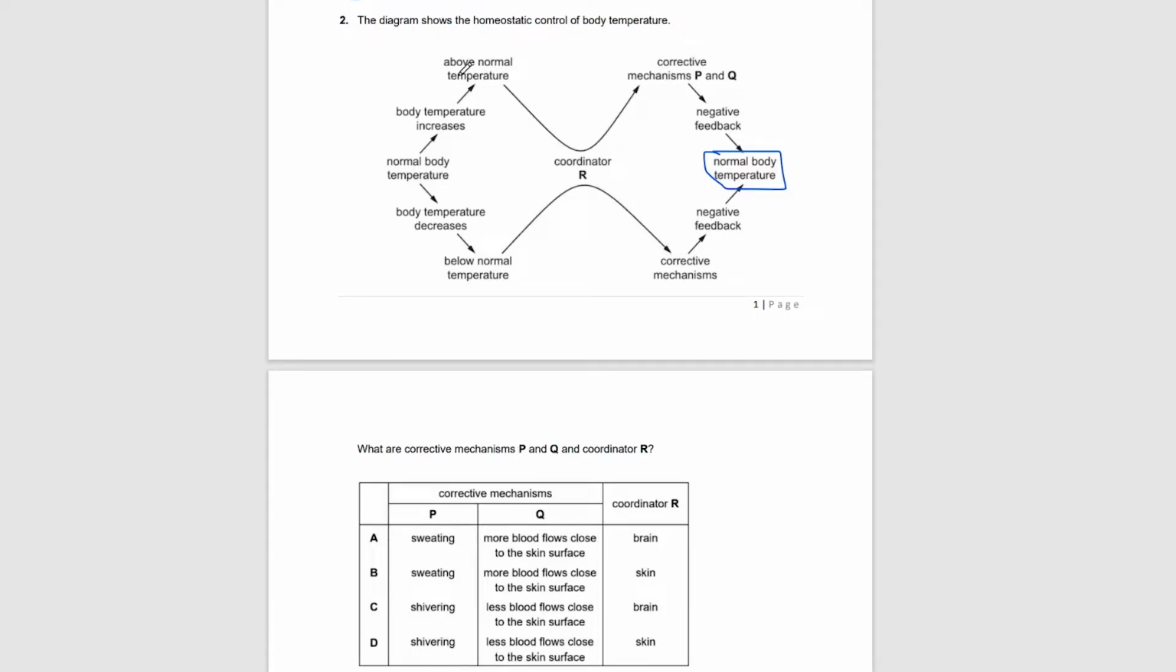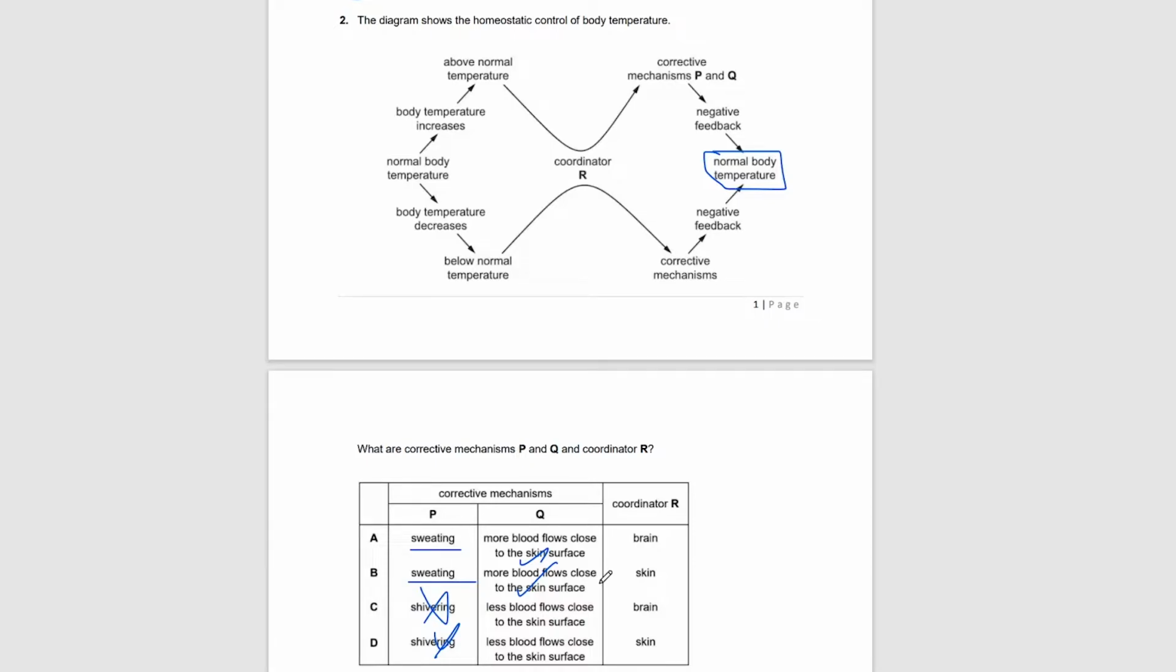So when the temperature of the body increases above normal, the sweat glands produce more sweat so that evaporation can take place and the body loses more and more heat. And the arteries near the skin dilate. They become wider to allow more flow of blood so that the blood loses more heat by radiation and convection. So P is sweating, it's definitely not shivering, and for Q, both of them are more blood flow close to the skin surface, so both are correct.